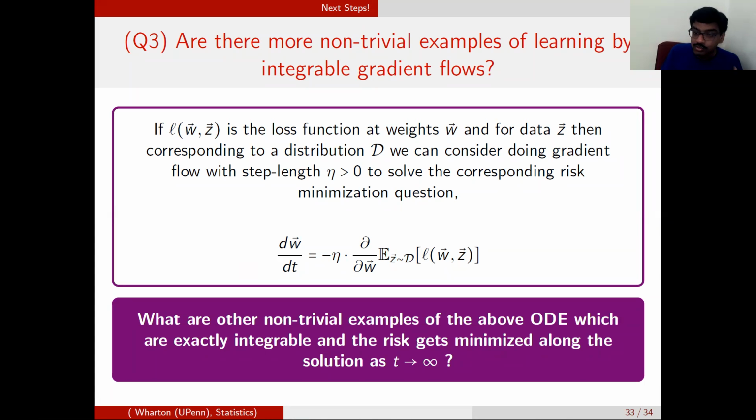When do these asymptotically go to the global minimum of the risk, and particularly for non-smooth, non-convex functions? I think that is an independent investigation that is interesting: understanding this particular class of gradient flows.